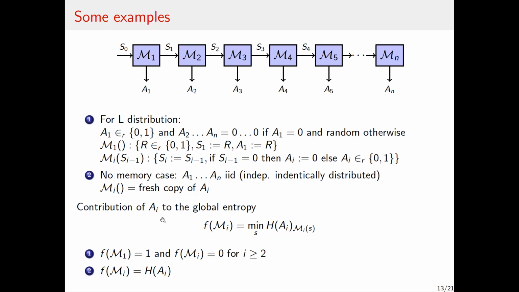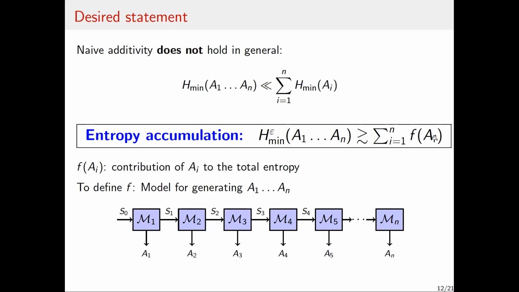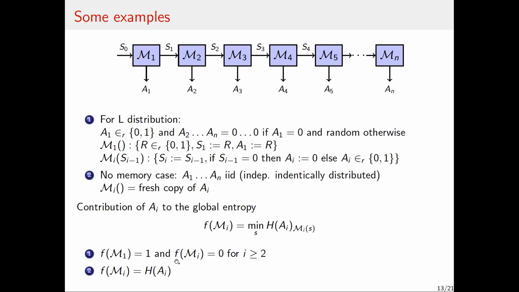Now I'm in a position to tell you what will be the contribution of the ith part to the global entropy. Remember, I said f of AI is the contribution of I to the global entropy. Now I can tell you, as a function of these maps, what that contribution is. It will be given by this formula: we take the Shannon entropy of the output of this ith map, but not on an arbitrary input. I'll take it on the worst case S, the S that outputs the smallest Shannon entropy.